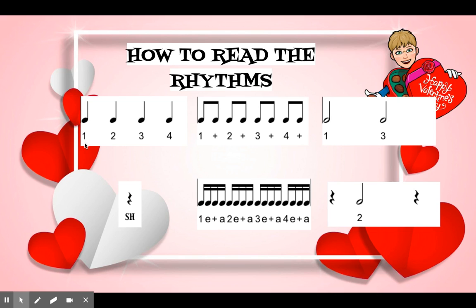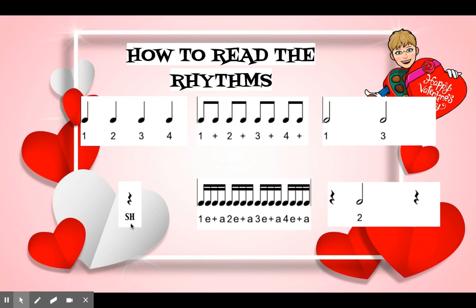Remember that quarter notes are either 1, 2, 3, or 4, depending on what order they appear in the measure. Eighth notes are 1 and, 2 and, 3 and, 4 and. This should all be review.